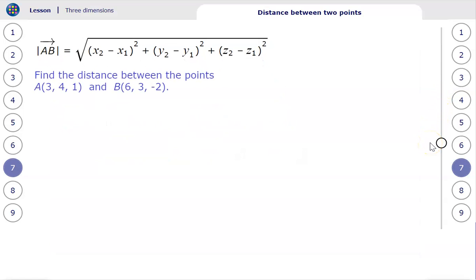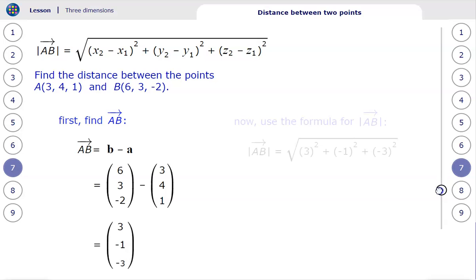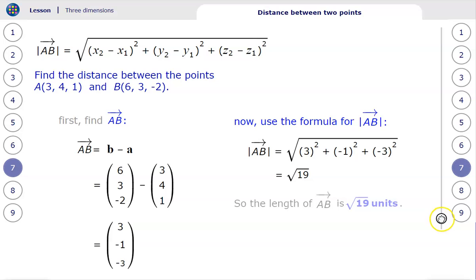So here we've got 2 points, A and B, and I want to find the distance between the 2 points. So first of all, I need to find the displacement vector AB. Now the displacement vector AB is going to be position vector B minus position vector A. So I plug those two values in, they've given them to me, and I come up with the displacement vector for AB as being 3, minus 1, minus 3. The magnitude of AB then is just plugging those values into the Pythagorean formula, and here I have my value of AB as being the square root of 19 units. Note I keep it in surd form in order to keep it more accurate and more precise.